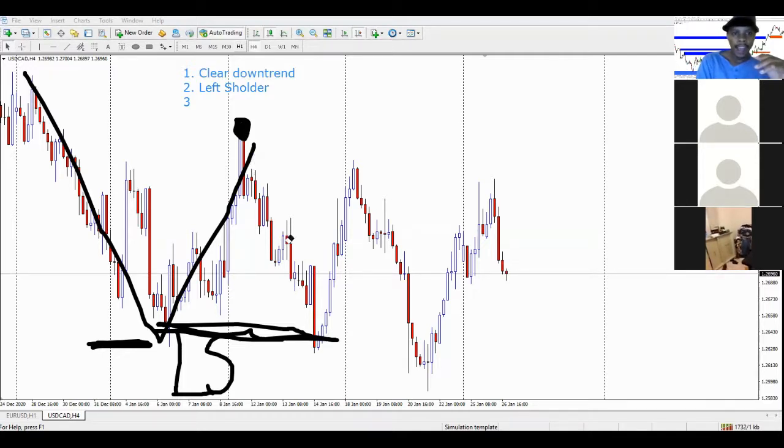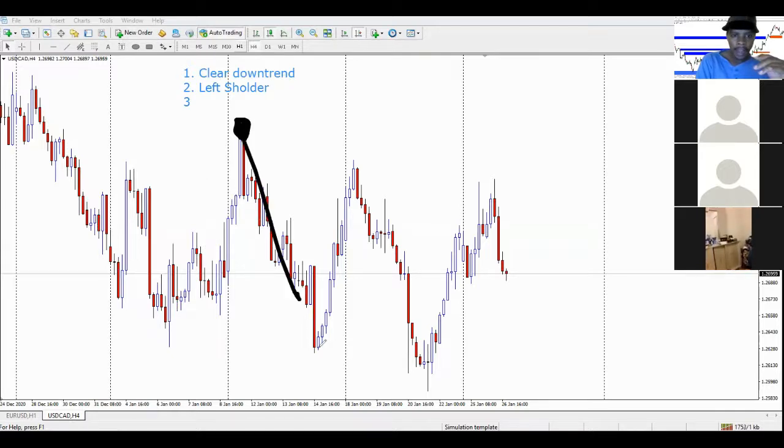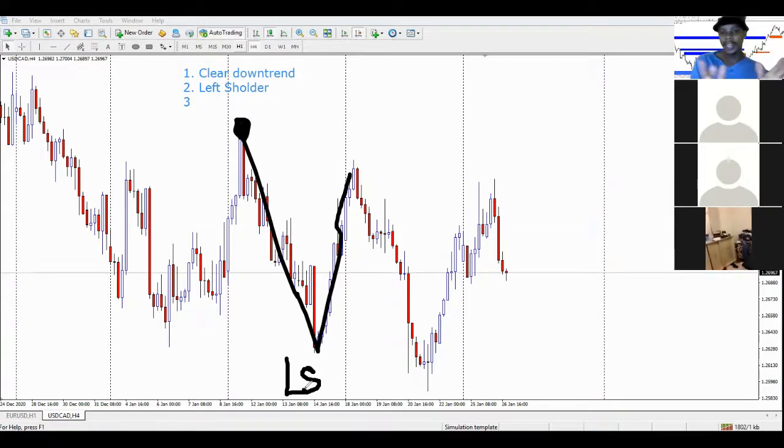So after we see that there's no head and shoulder, what do we do? We continue with this one. This one is a potential left shoulder, because it's not a complete head and shoulder; we have only identified some of the elements. Potential. We want this one from here to make a lower low.